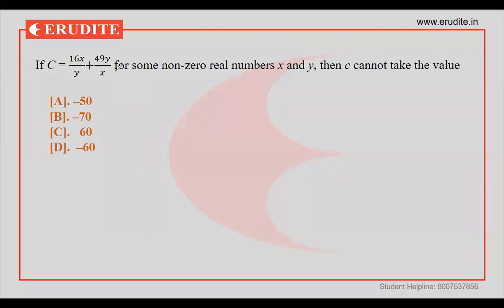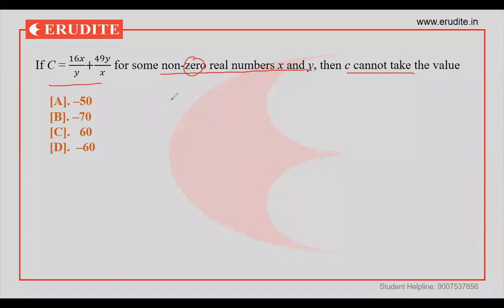Hello everyone. So we are going to discuss this question. This question came in CAT 2022 slot 3. They're saying that C is 16x by y plus 49y by x for some non-zero real values of x and y. C cannot take the values out of these four options.